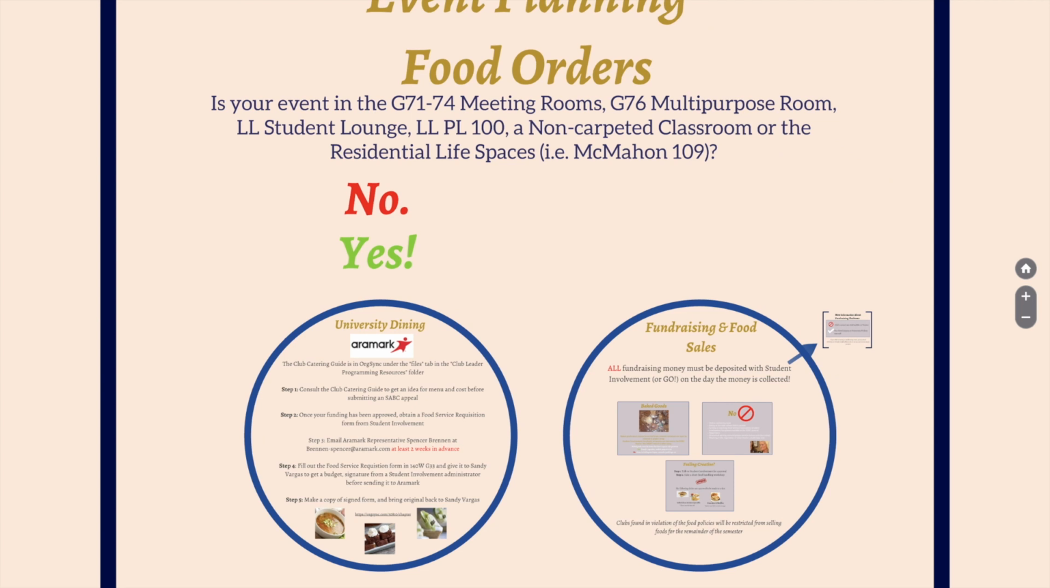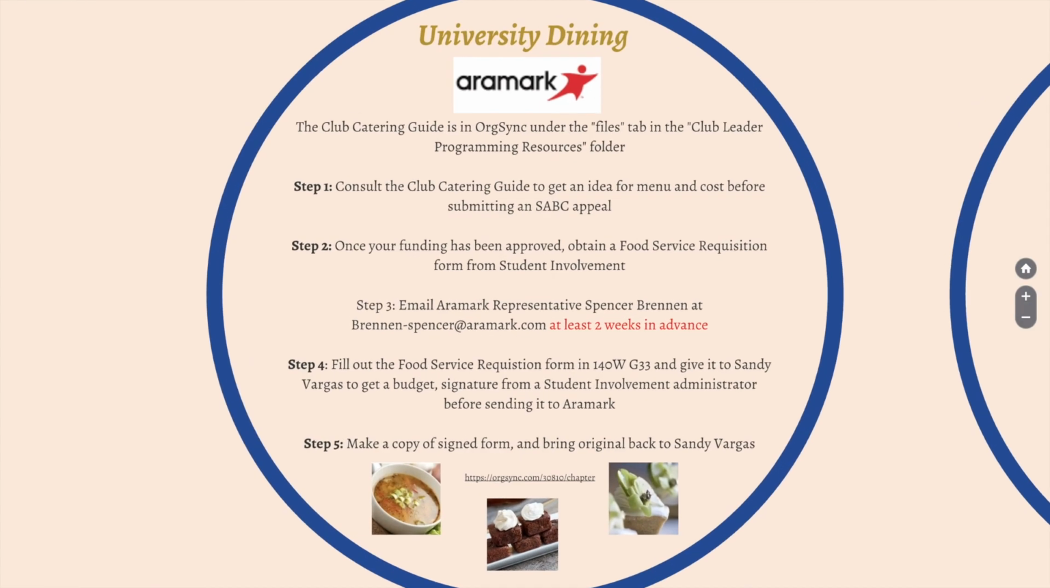Ordering food. Is your event in G71 through 74, G76, the student lounge, a non-carpeted classroom, or the residential life spaces? If not, you must use university dining or Aramark catering. If so, you are allowed to use outside food. For university dining, the Club Catering Guide is in OrgSync under the Files tab in the Club Leader Programming Resources. Consult the Club Catering Guide to get an idea for the menu and the costs before submitting an SABC appeal.